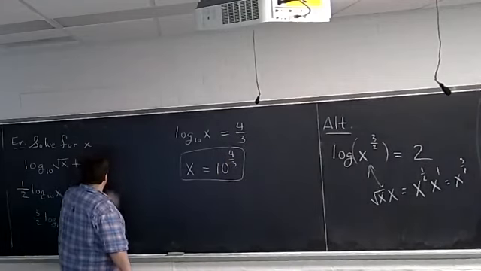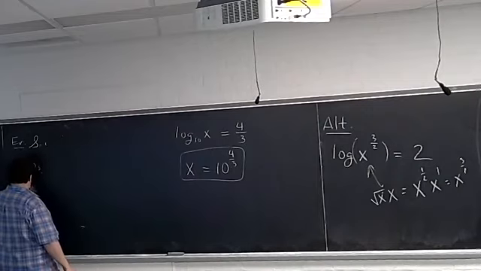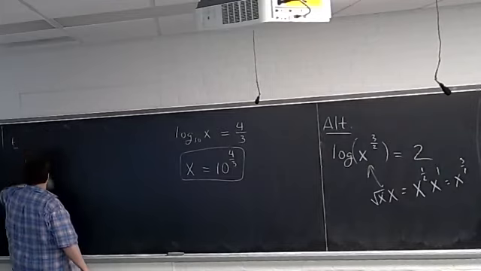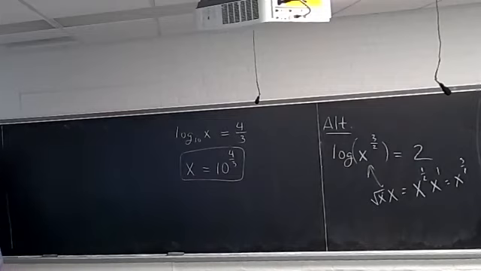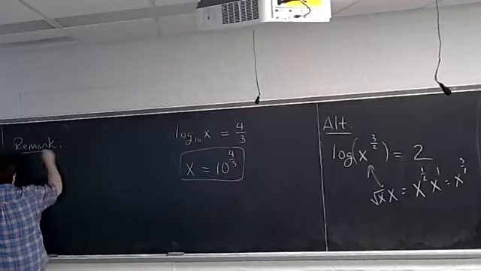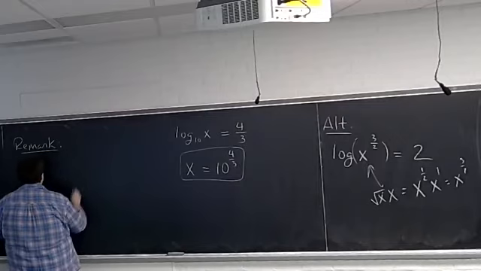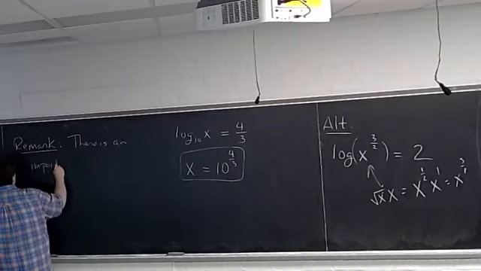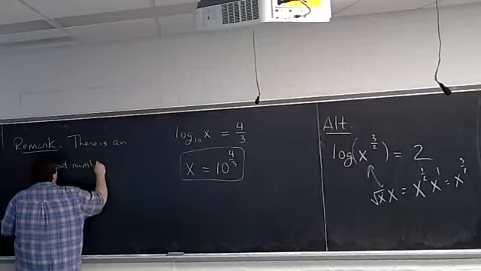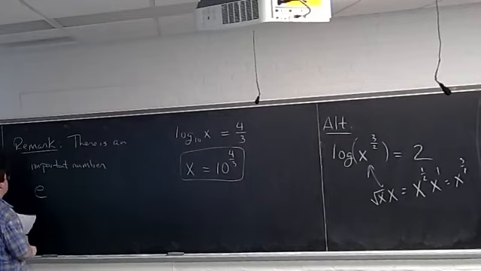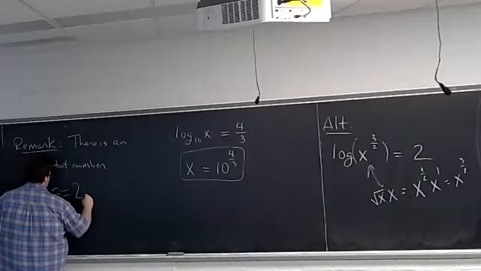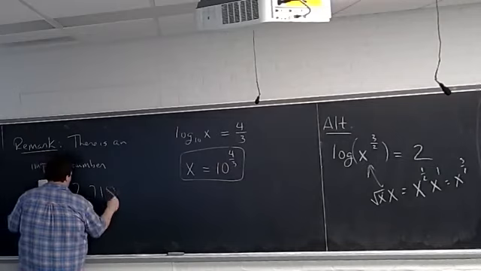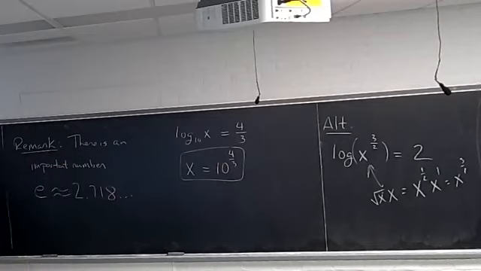So logarithms can have any base larger than 1. There's one base which in many ways is more important. In calculus especially, there's one base which is far more important than all other bases. Let's just make this as a remark. There is an important number called lowercase e, which is approximately equal to 2.718-ish. And it's a very important number.